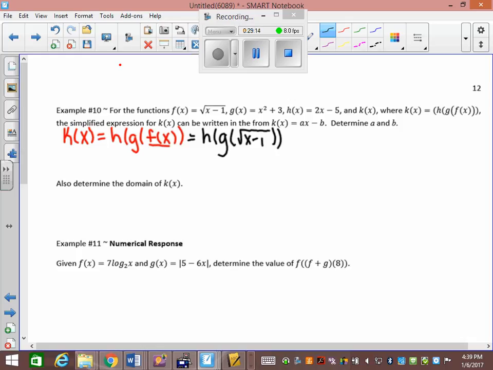Okay? Now, I'm going to fill into the g of x, this little x squared here. I'm going to fill in x minus 1. So I'm going to go over here and do g of square root x minus 1. So that I can just go back and insert that into this spot here.